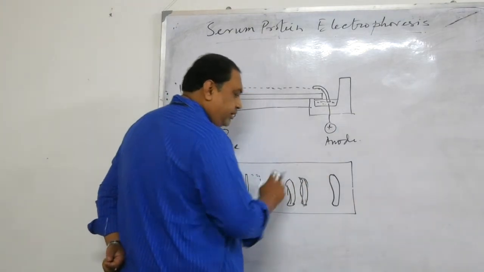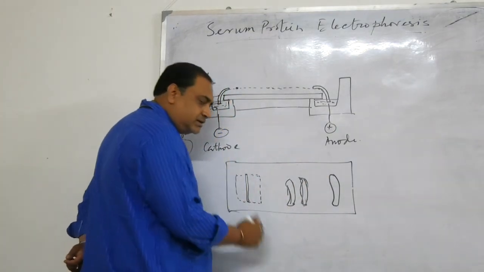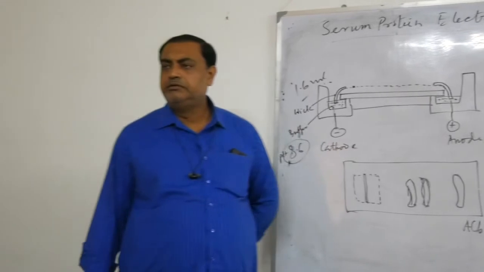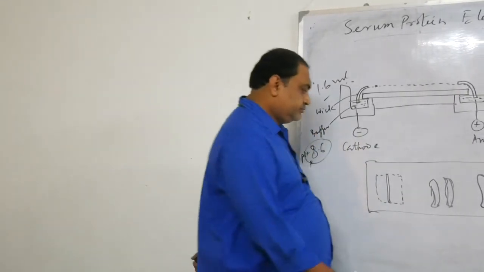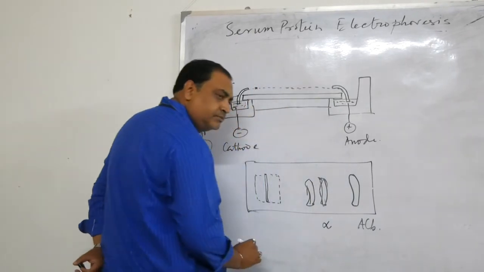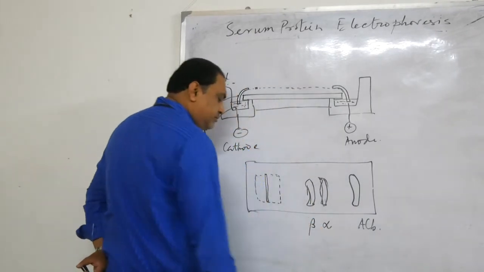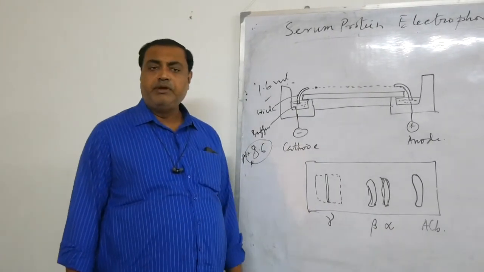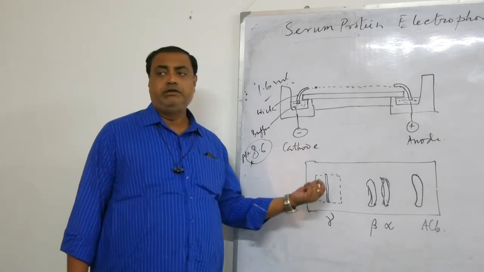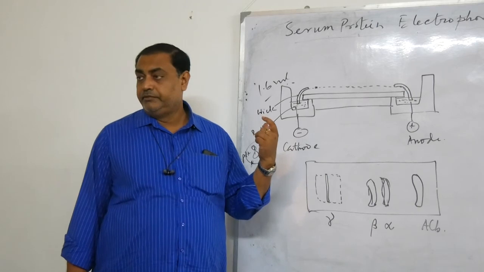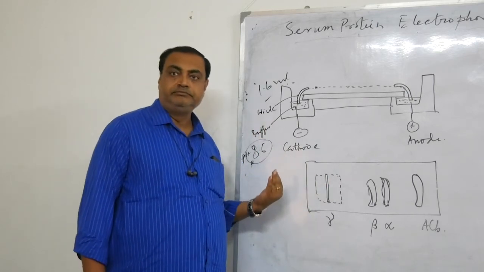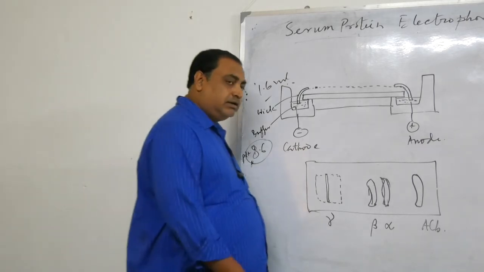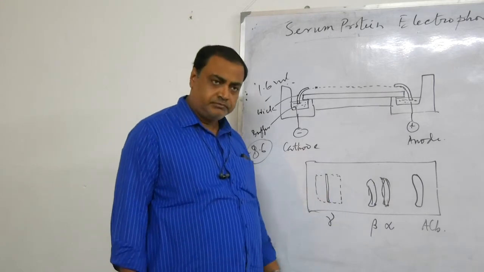Now, the protein which will move farthest from the point of sample application is albumin. Why? Smallest in size. Next will come alpha globulin. Next will come beta globulin. And last will come gamma globulin. The gamma globulin may or may not move from the point of application of the sample. Sometimes it might go backward. Correct? So, uncharged.